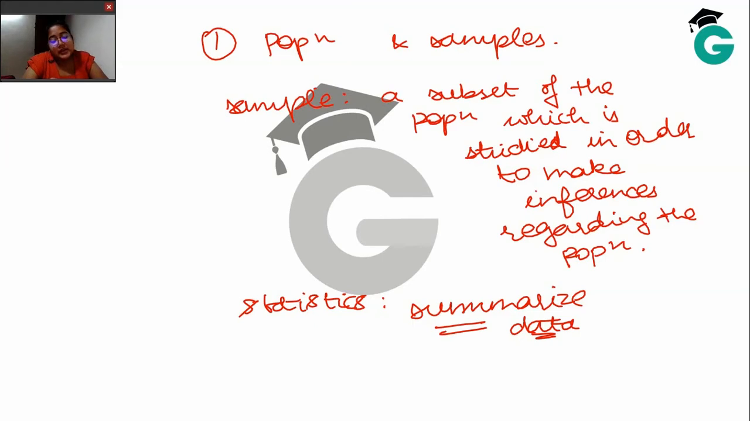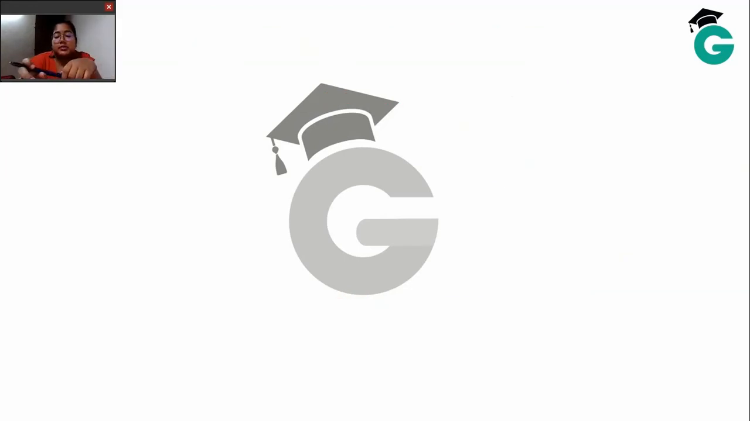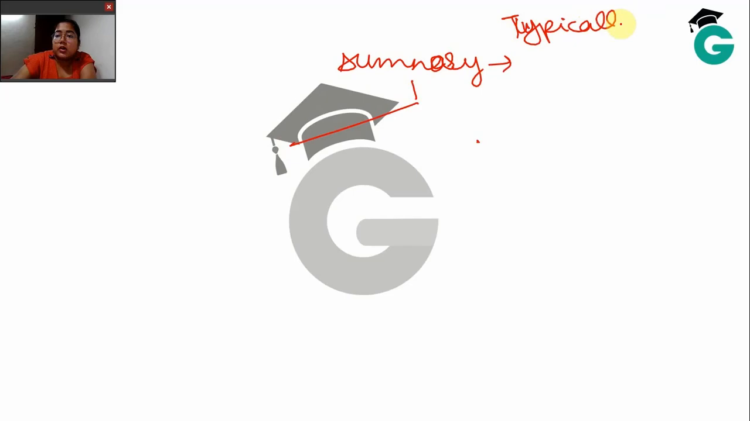Summaries could mean things like averages. Summaries could mean things like median, mode, variability, variance. It could mean a lot of things, right? The point is, when you talk about summaries or summary measures, ideally you want to describe what the typical data looks like. So a summary is kind of trying to answer the question, typically, what does my data look like? What does my population look like?